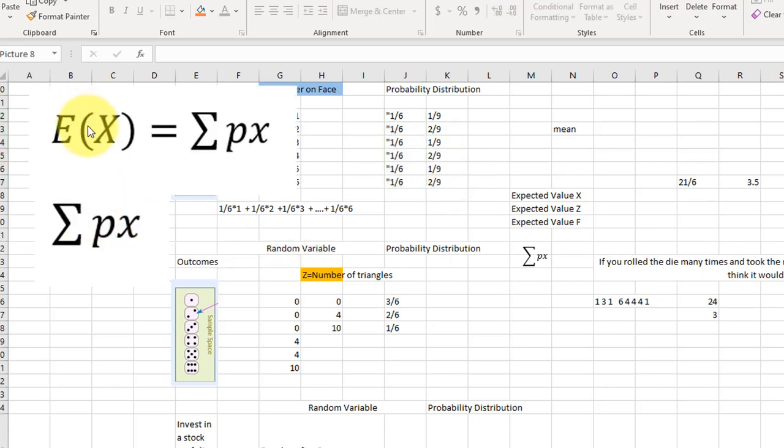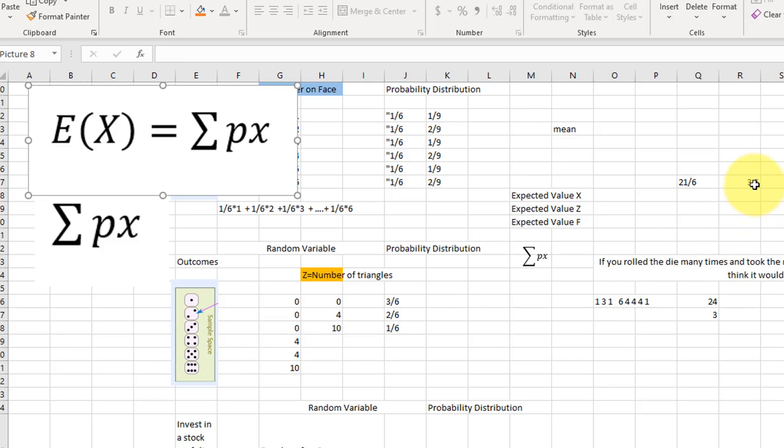And we also write it like this. The expected value of x is this. If we were using z, it would be the expected value of z is sigma z times p of z. You'd have the values of z, so it would be these values here, there'd only be 3, and the p's would be these probabilities, and that would tell us the expected number of triangles to get when we roll a die. How many triangles on average do we expect to get?